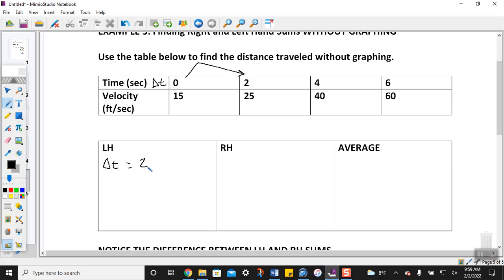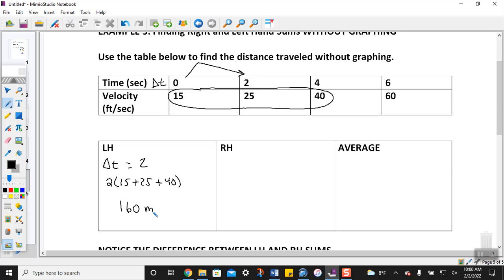All right? Then, this is what I tell kids to do all the time. To get your left-hand sum, simply look at your left-hand values. Your left-hand values are all the values on the left except for the very far right one. Okay? So what are my velocities for left-hand values? 15, 25, and 40. You would simply do, in this table, 2 times 15 plus 25 plus 40. Okay, 15 and 25, what's that add up to? 40 more. What's 2 times 80, kids? A good left-hand estimate from this table without having to graph would be 160 meters.